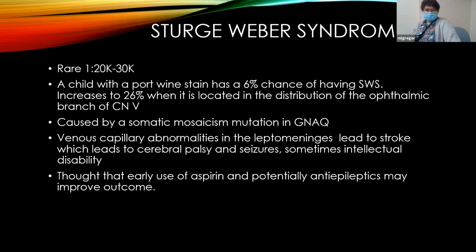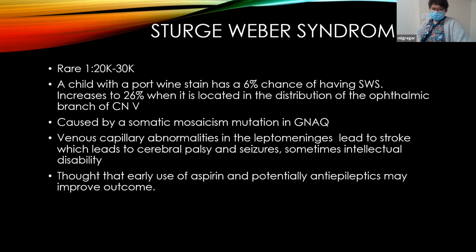The risk increases quite a bit when it's located in the ophthalmic branch. So spots elsewhere on the face or the body are much less concerning. It's caused by a somatic mosaicism mutation, so only the affected side of the brain, that eye, and the skin are affected. If you test elsewhere in the body, you're not going to find the mutation. Due to this, it doesn't appear to have any sort of genetic predilection, because this is a mosaic defect that takes place later on.